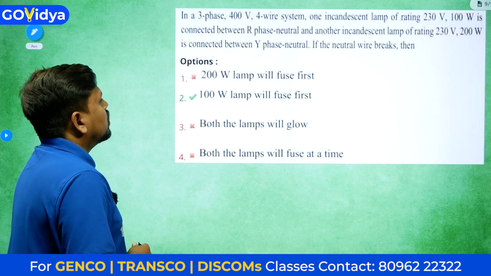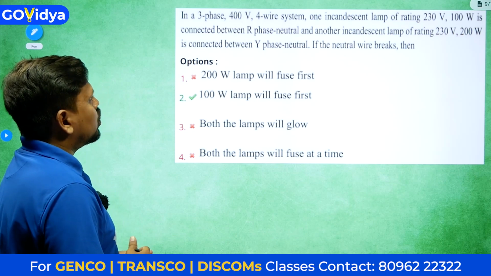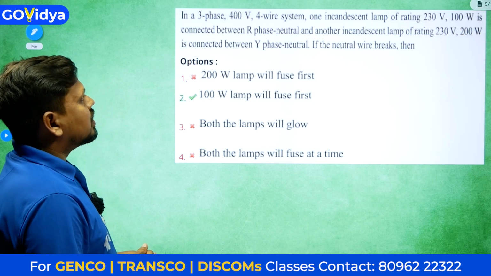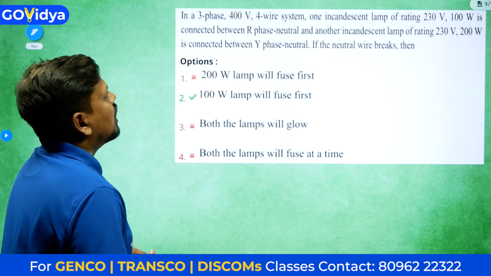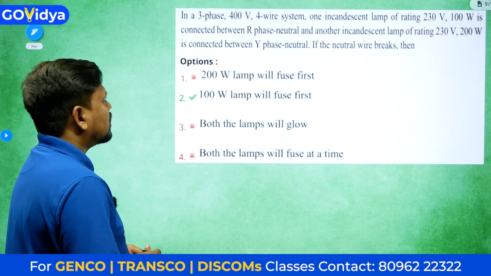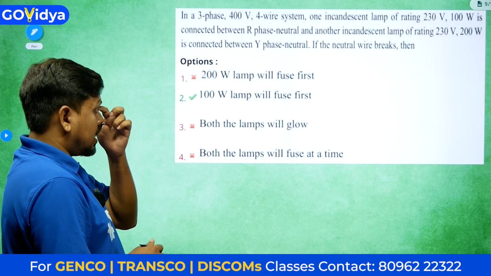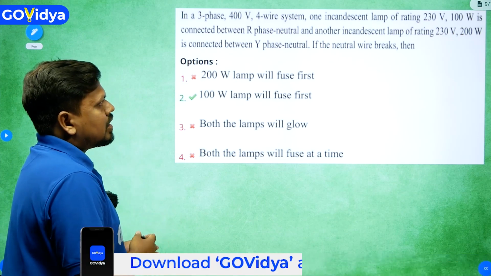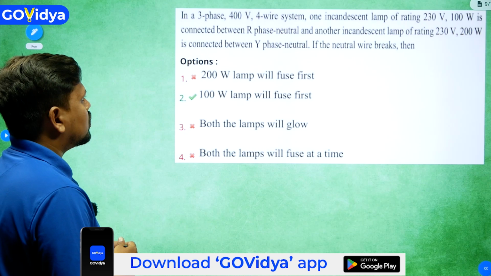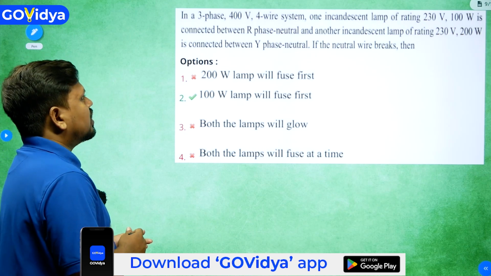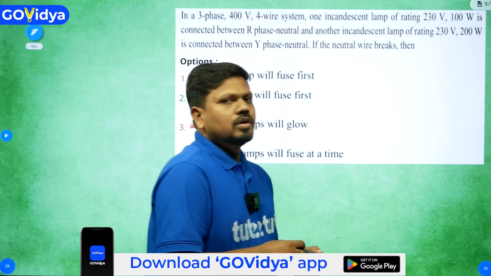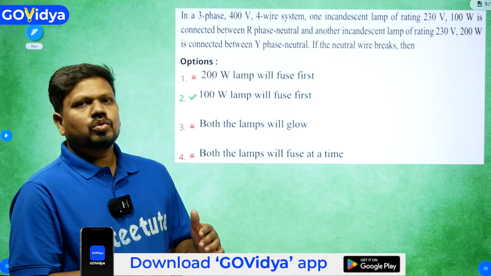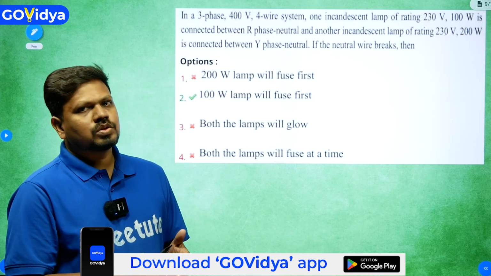The next question: in a 3-phase 400 volt 4-wire system, one incandescent lamp of rating 230 volt 100 watt is connected between R phase and neutral, and another incandescent lamp of rating 230 volt 200 watt is connected between Y phase and neutral. If the neutral wire breaks, what will happen? That's what they are asking.